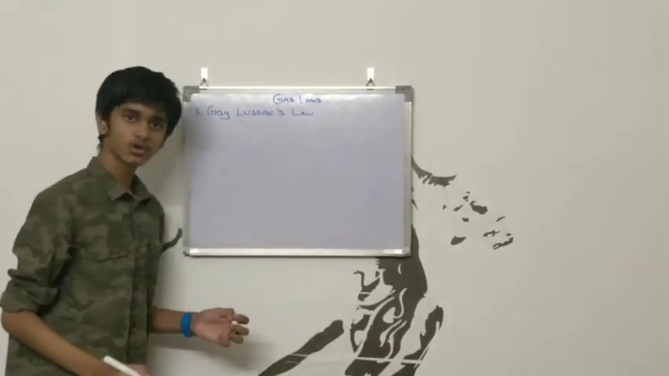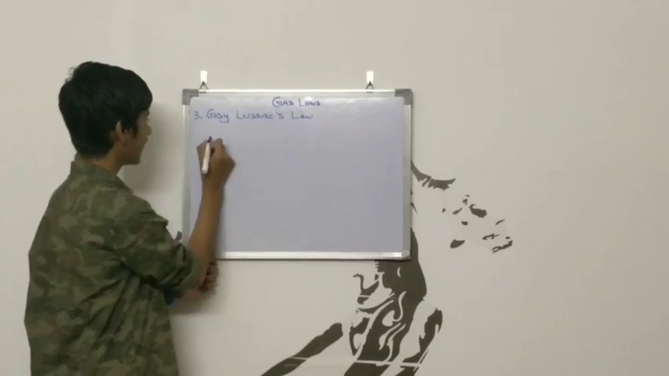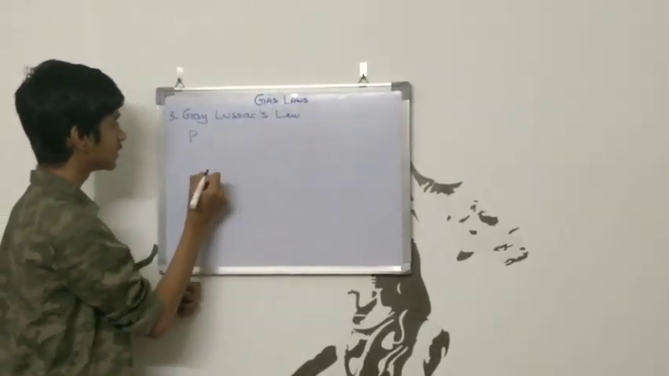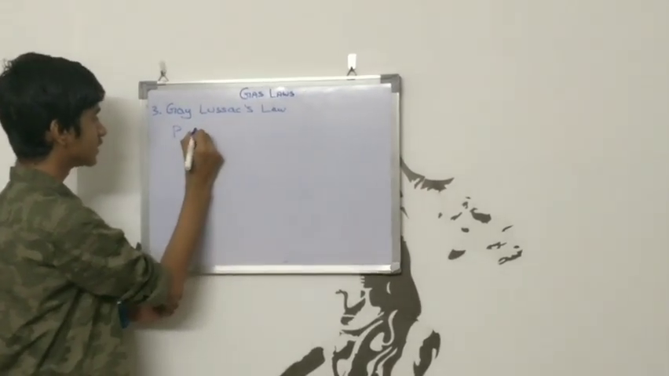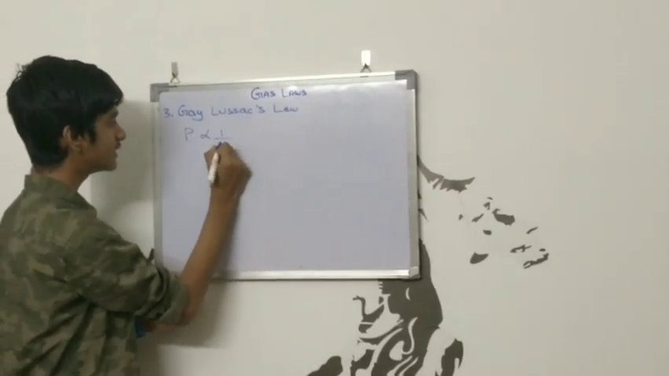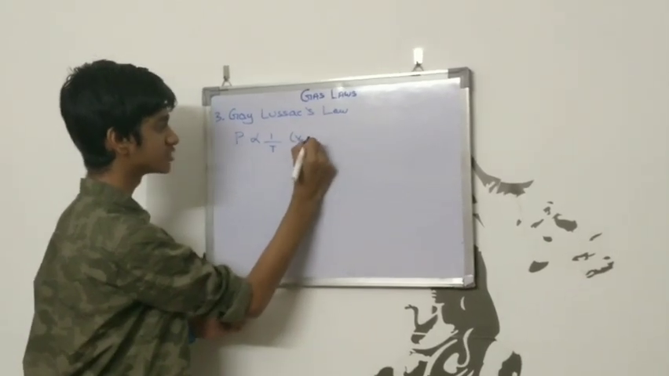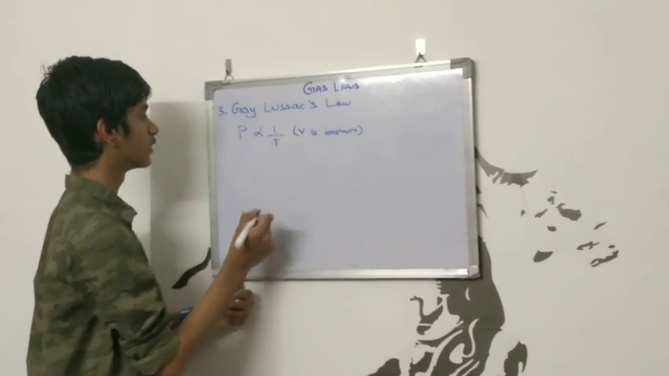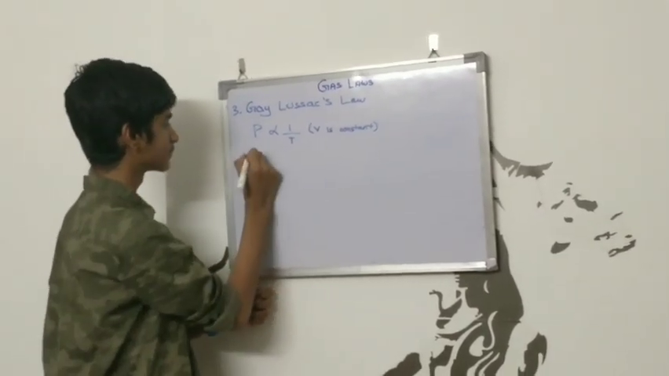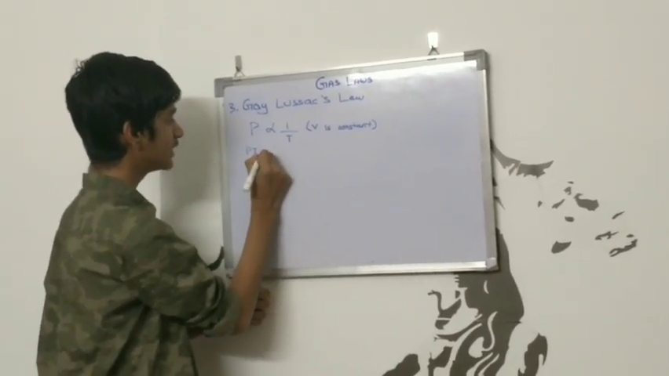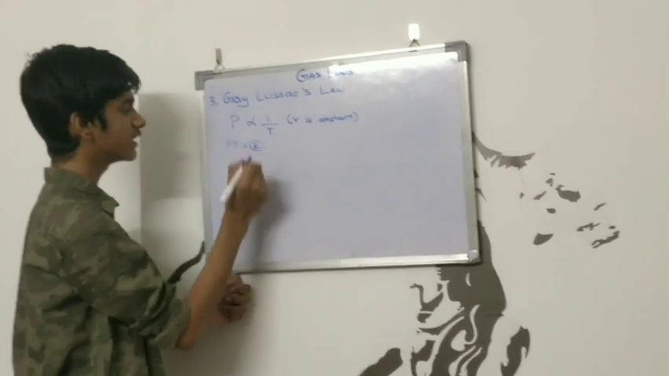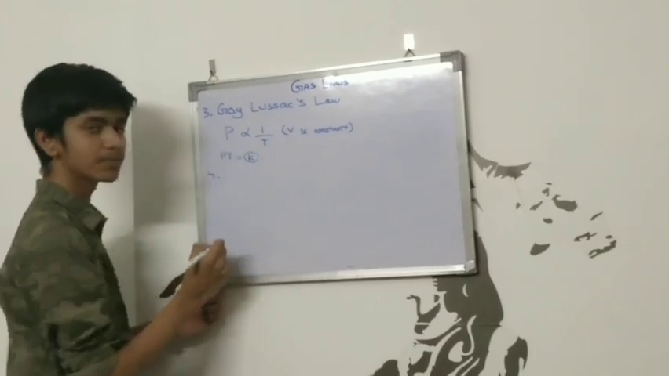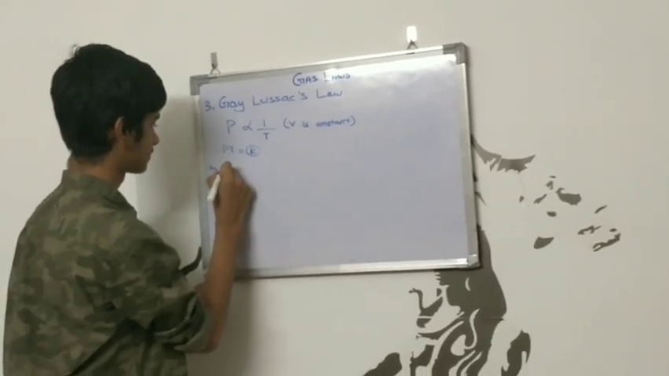Gay-Lussac's law states that if we have a gas on which the pressure applied is P, we can say that P is directly proportional to T when V is constant. So we can write this as P by T is equal to K, where K is the proportionality constant. Now, let's move to the next law, that is the mixed gas equation.